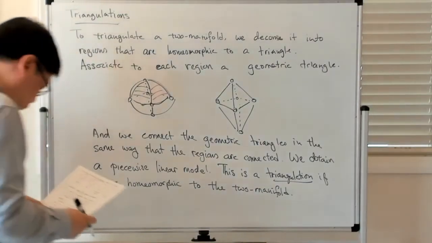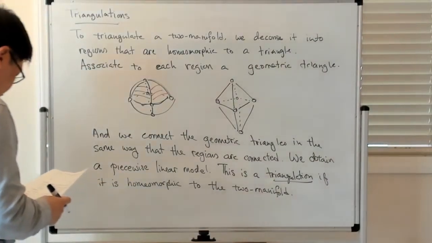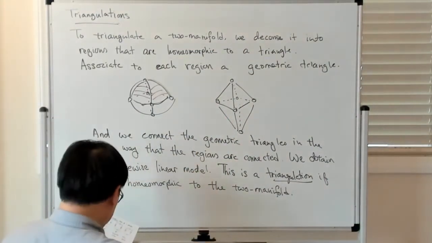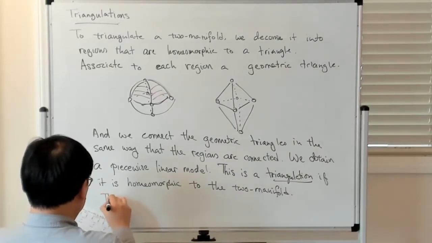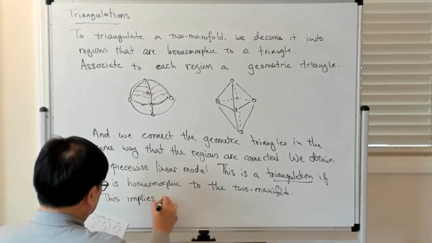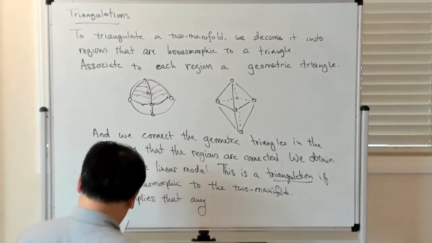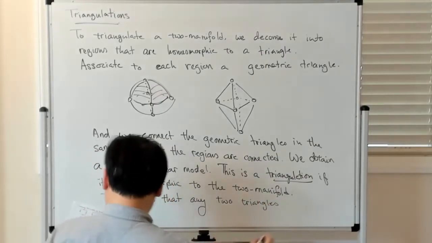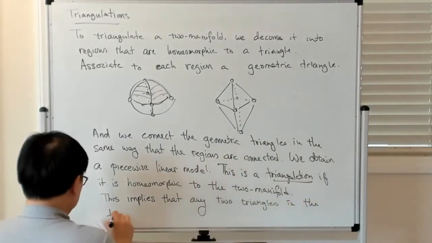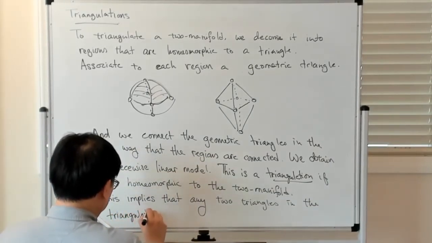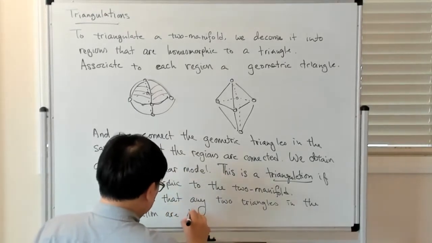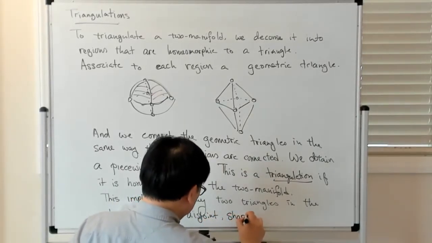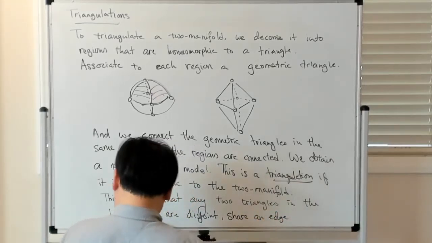Anyway, one of the consequences of this condition that it's homeomorphic to a two-manifold is that when you look at the triangles of the triangulation, and you look at any pair of them, this implies that any two triangles in the triangulation are disjoint, share an edge, or share a vertex.